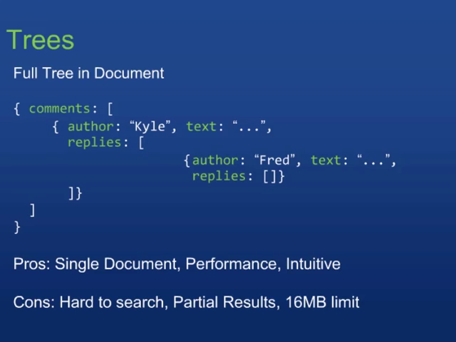Also, in MongoDB, you need to be aware of your document limit. Each document has a maximum size of 16 megabytes. So if you're going to model data this way, you want to make sure you don't run up against the upper limit on your maximum document size.